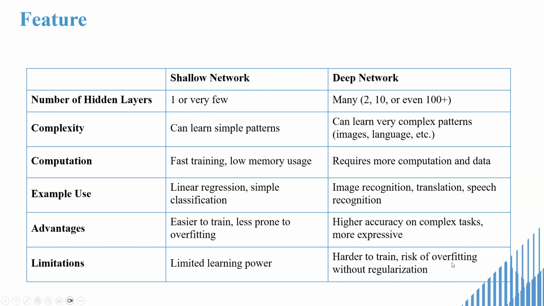You may have overfitting, but in shallow networks there is limited processing power. So you can do it with your CPU. You don't need to use a GPU or any other processing.